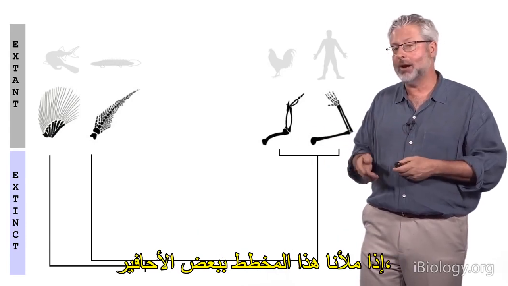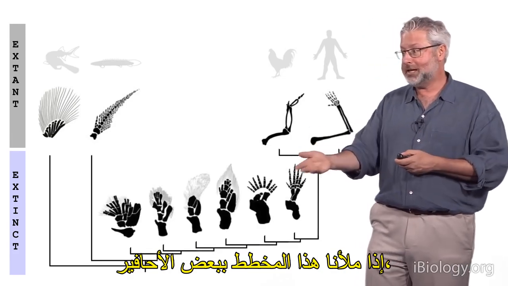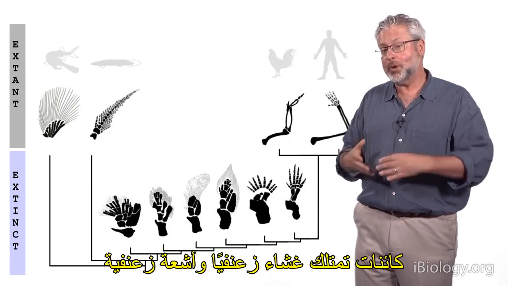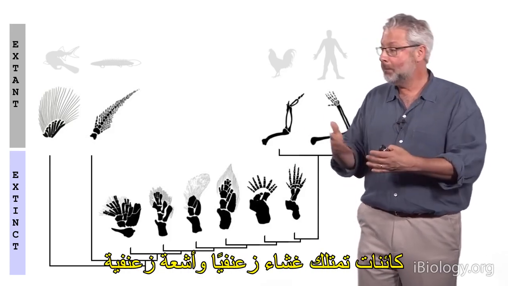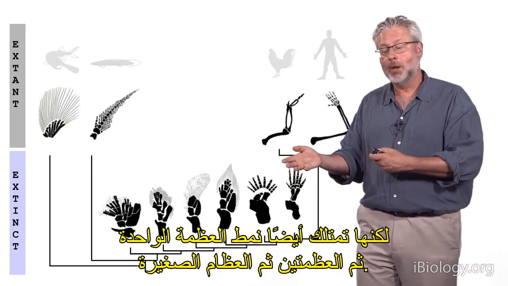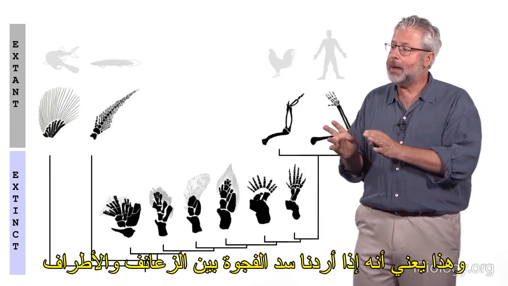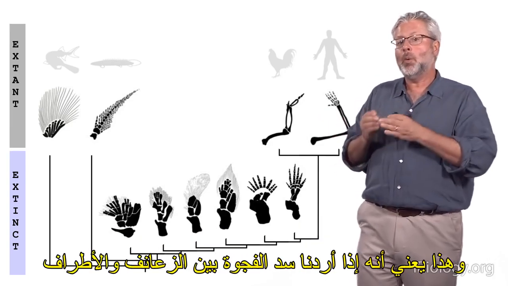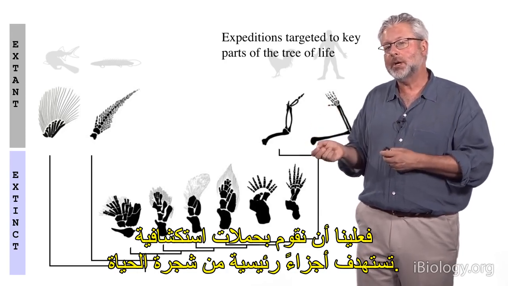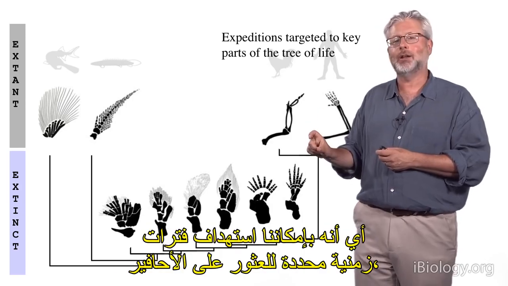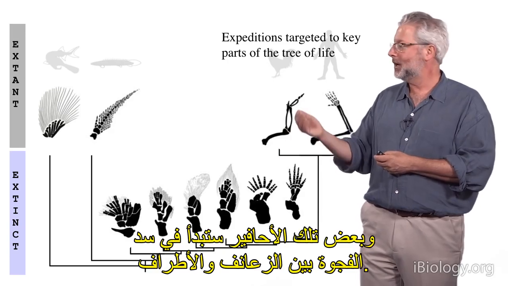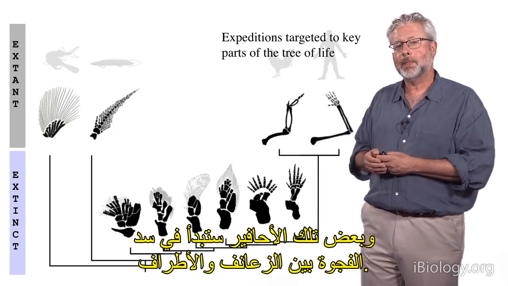If we were to fill this diagram with some of the fossils, you start to see lots of finned creatures with fin webbing, fin rays, but also having the one bone, two bone, little bone pattern as well. So what this means is, if we want to bridge the gap between fins and limbs, what we need to do is to have expeditions targeted to key parts of the tree of life. That is, we can target certain time periods to find fossils. And some of those fossils will start to bridge the gap between fins and limbs.